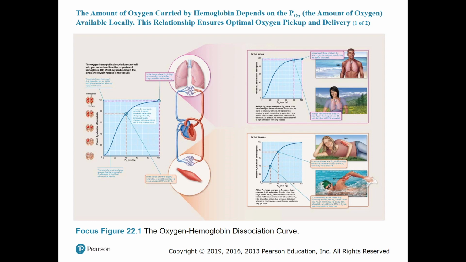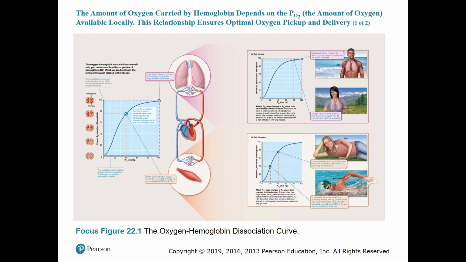Now, also with the lungs there, in the lungs where the partial pressure of oxygen is high, about 100 millimeters of mercury, hemoglobin is almost fully saturated at 98% with oxygen. Whereas in the tissues of other organs where the partial pressure is low, around 44 millimeters of mercury, hemoglobin is less saturated. It's around 75% with oxygen.